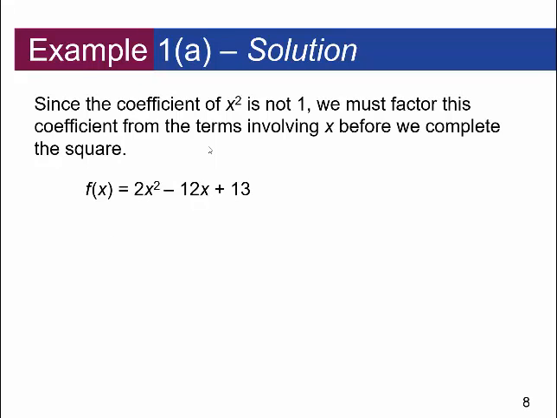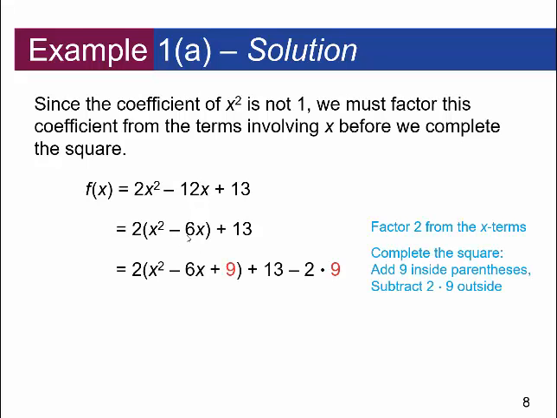Since the coefficient of x squared is not 1, we must factor this coefficient from the terms involving x, so this 2x squared minus 12x, before we complete the square. So I'm going to do that. I'm going to factor out a 2, and I'm left with x squared minus 6x. So now what you're going to do is complete the square on what's inside here, okay?